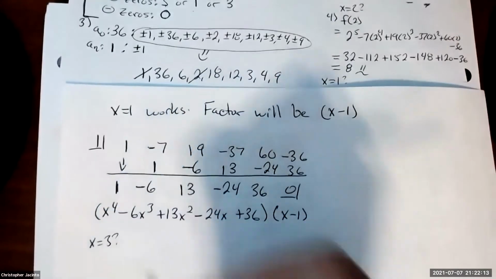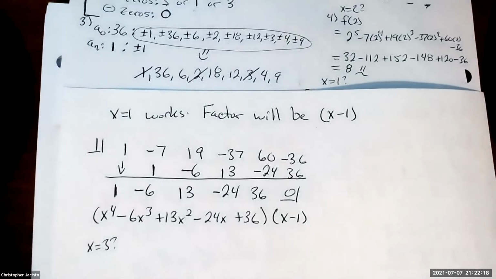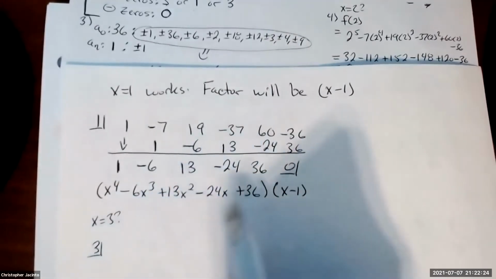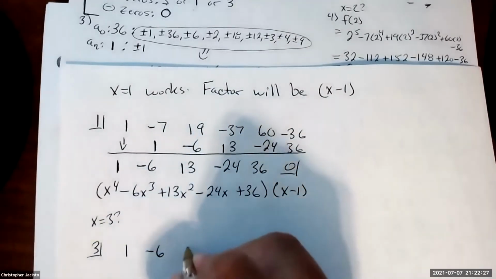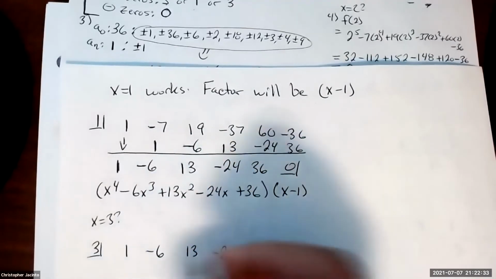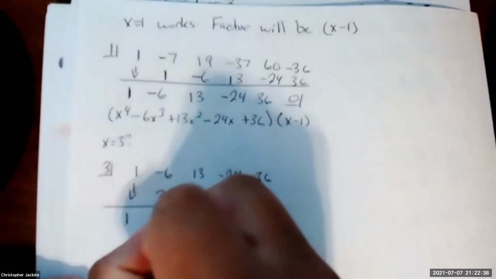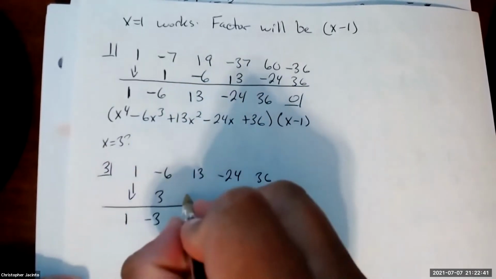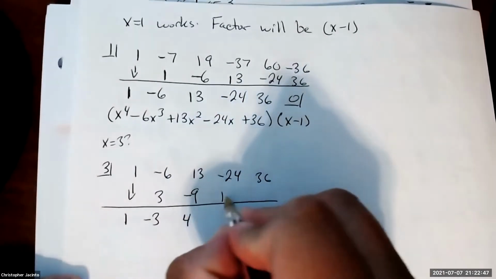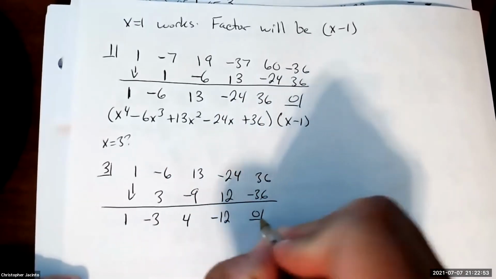Let's see. Yeah, actually it does work. I know the answer. So therefore, if we use synthetic division again, you can start here: 1, negative 6, 13, negative 24, and 36. Bring it down. This is 1, 3, negative 3, negative 9. That's 4. That's going to be 12. It's going to be negative 12, negative 36, and yep, it works.